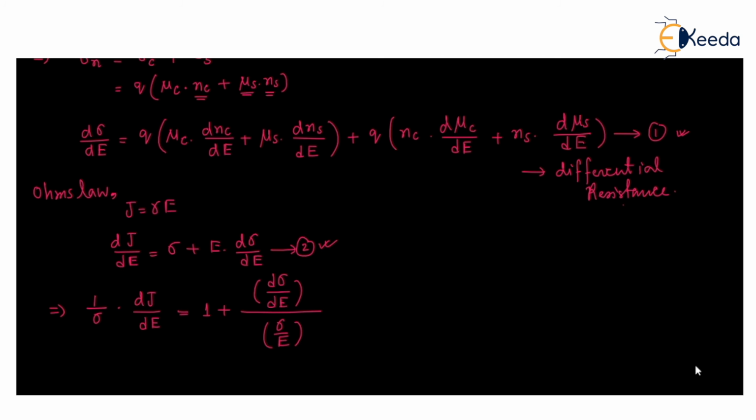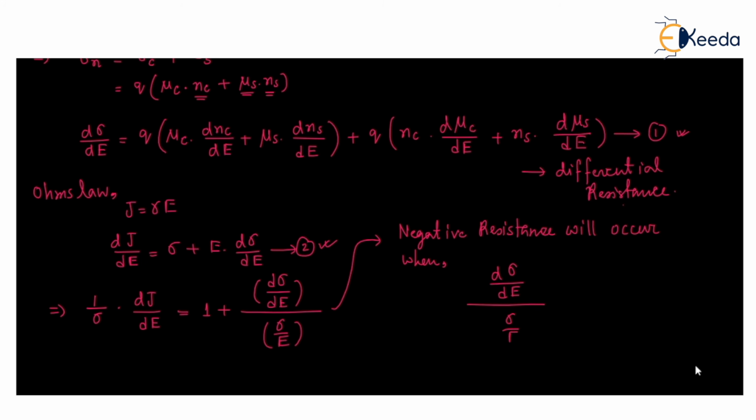Now, from this equation, we can say that negative resistance will occur when the term d sigma by dE divided by sigma by E becomes less than minus 1. Then we will get the negative resistance.